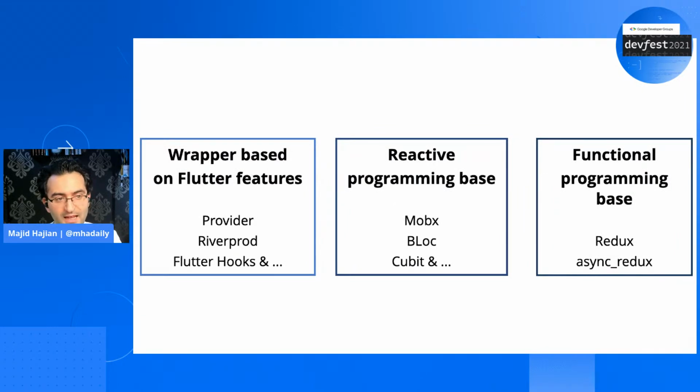So I had a category that is just wrapper based on Flutter features such as inherited widget and inherited model, et cetera, et cetera. So Provider, Riverpod, and the rest kind of lie in this category.